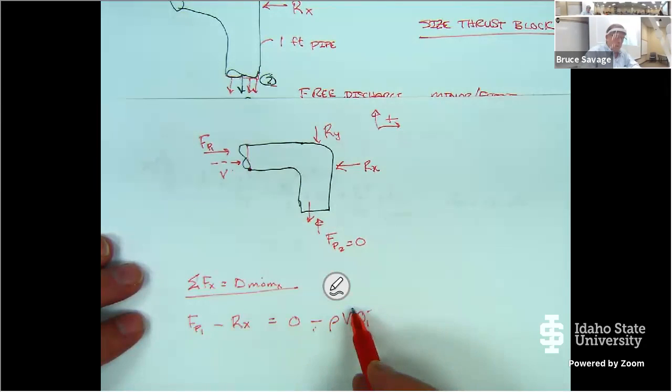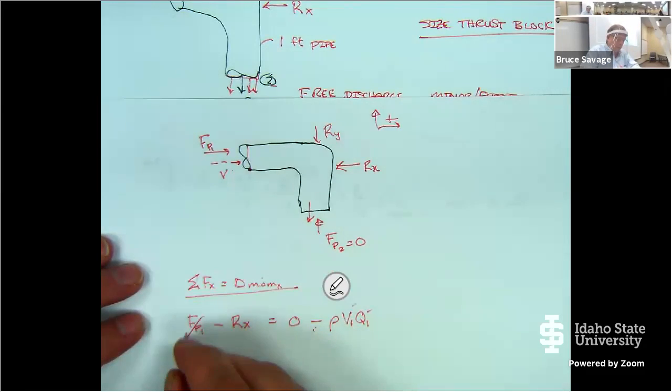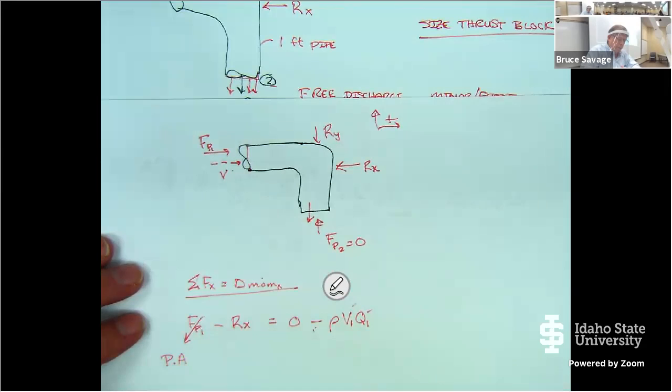So once I've solved for the velocity and the flow rate, now that's the only thing I have in this equation. And remember that F P sub 1 is just the pressure times the area.